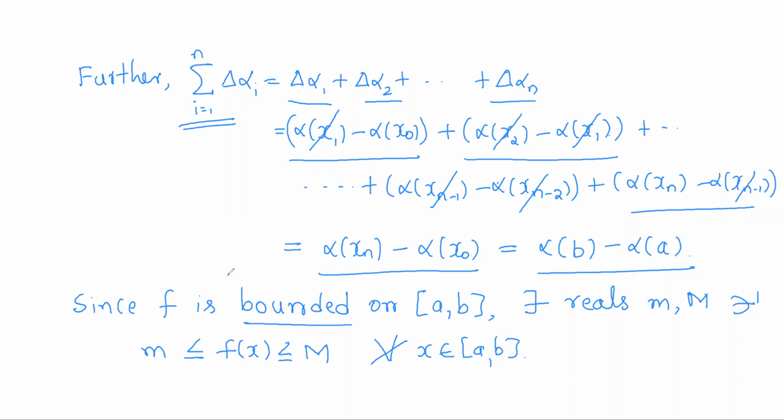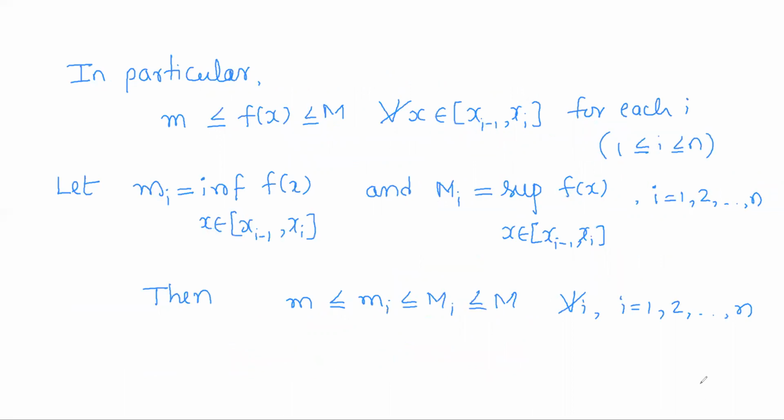So now we shall use the boundedness of f, as f is bounded on the closed interval a comma b. What it means is the set of all images will have a lower bound and an upper bound. So the set of all f of x, as x varies over the closed interval a comma b, is bounded below by some m and above by some capital M. Now as it is bounded on the whole closed interval a comma b, on any subinterval also we can have the same inequality, right?